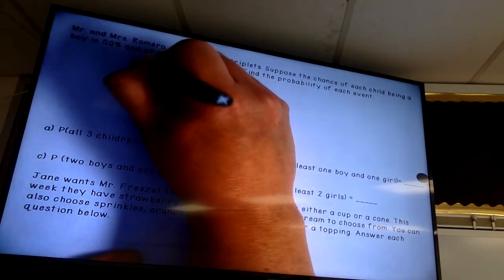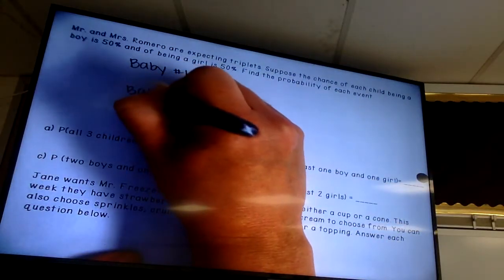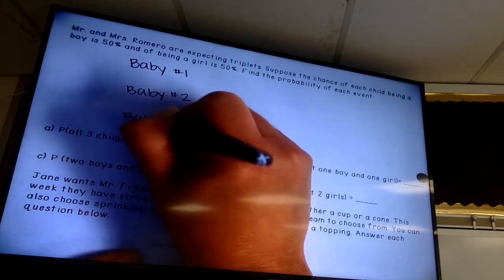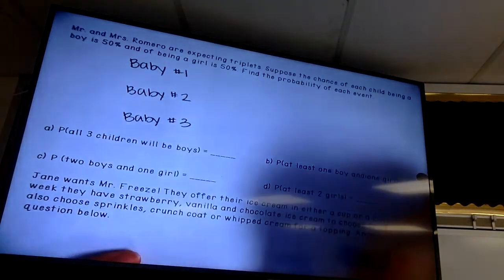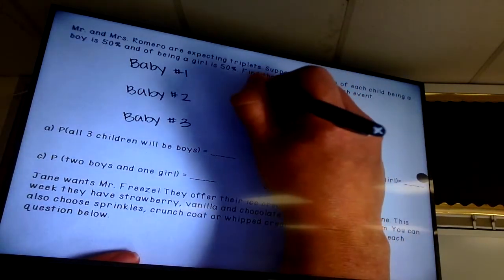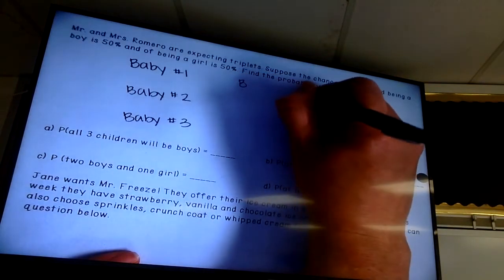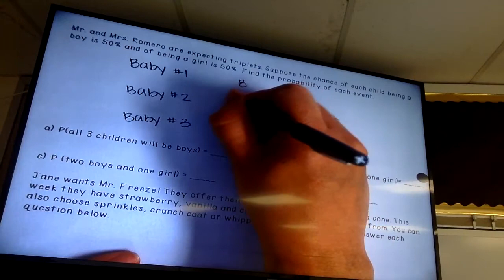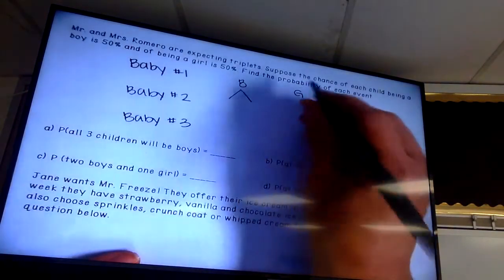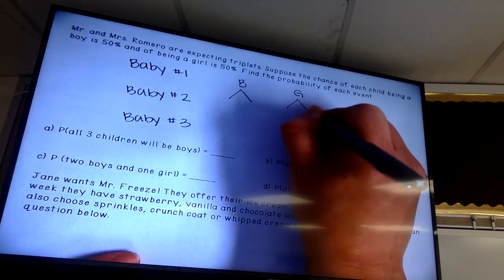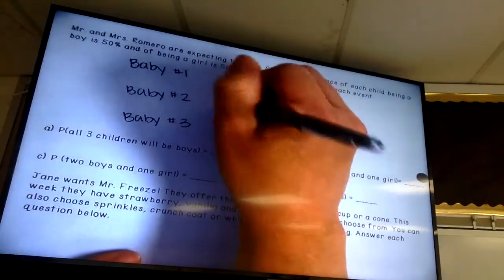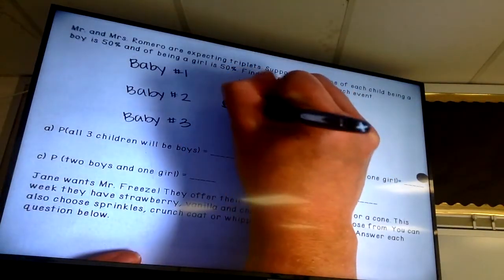That's what triplets mean. So I have baby number 1, baby number 2, and baby number 3. And I'm just going to go ahead and list what could happen. So for baby number 1, there could be a boy or a girl. And then from there, I'm going to branch 2 off of each tree, because baby number 2 could be one of 2 things also. Baby number 2 could also be a boy or a girl.